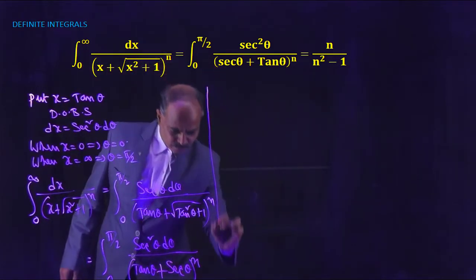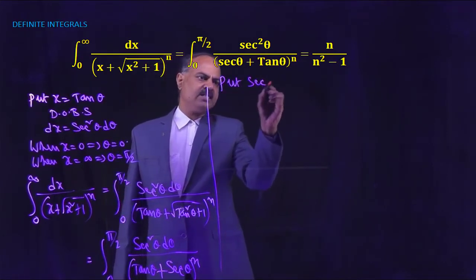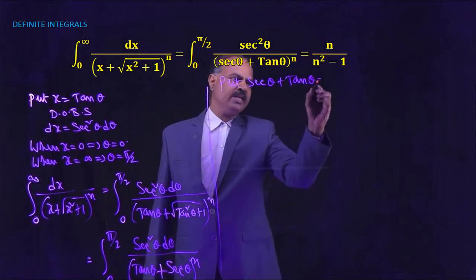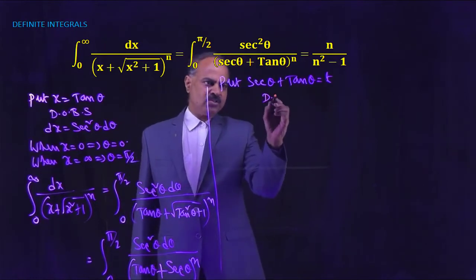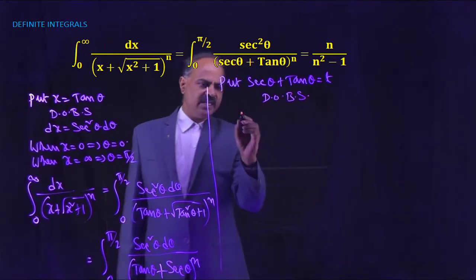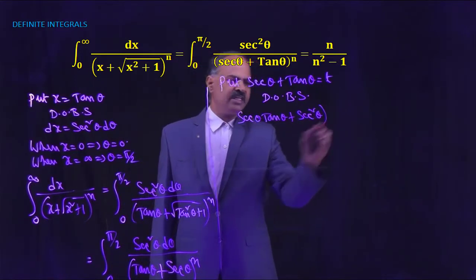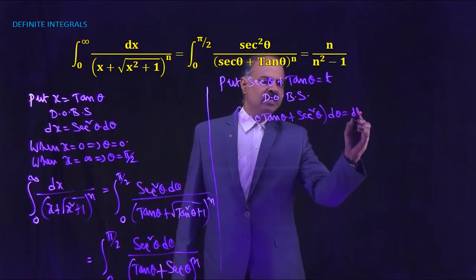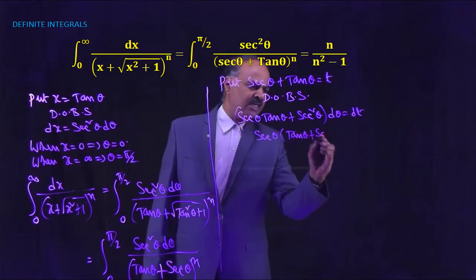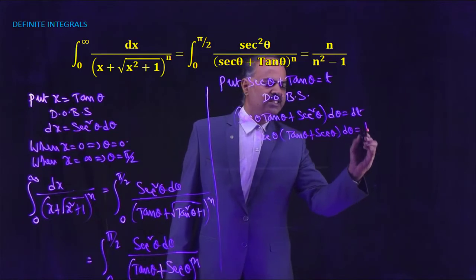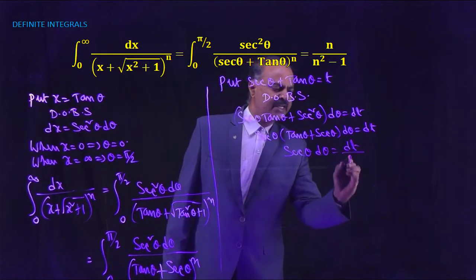Next, put secant theta plus tan theta equal to t. Now differentiate on both sides. Here secant theta into tan theta, and derivative of tan theta is secant square theta d theta, equal to dt. Now this is secant theta tan theta plus secant square theta d theta equal to dt. So secant theta d theta equal to dt by t.